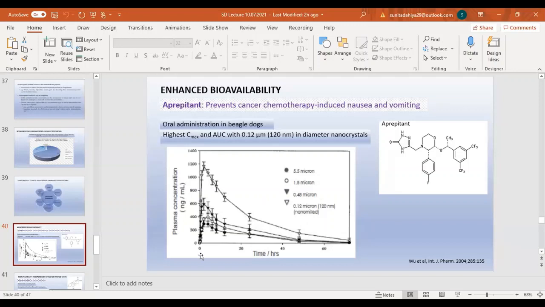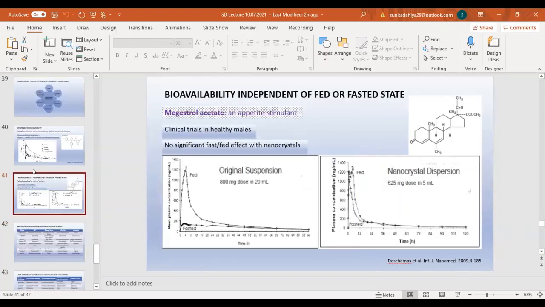So you can see the significant improvement in the nanomilled product when we talk about the plasma concentration, that is the higher plasma concentration, that means higher absorption and higher bioavailability. At the same time, it has a very good effect on the fed and fasted state. That means it will eliminate the deviations because of the fed or fasted state.